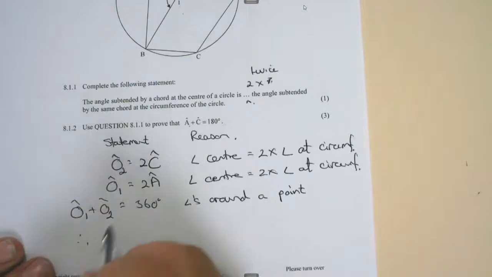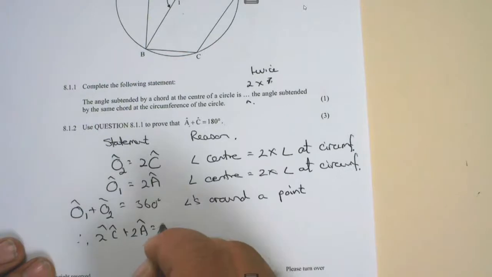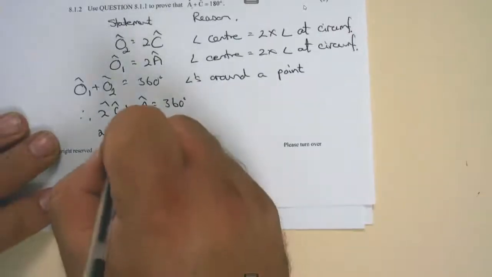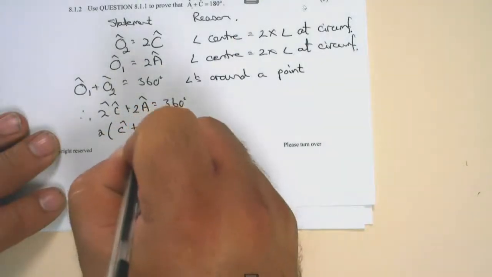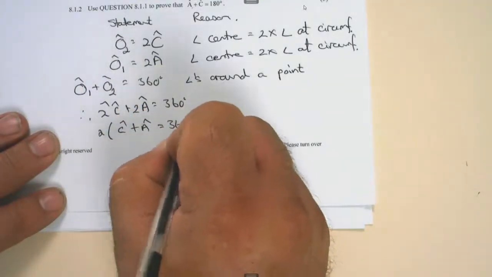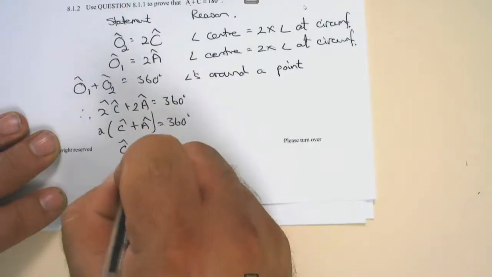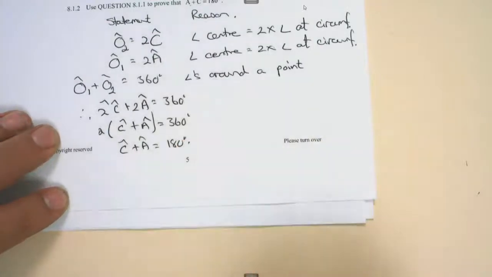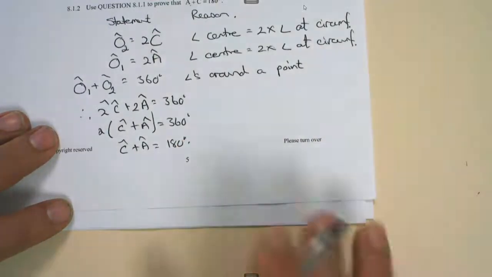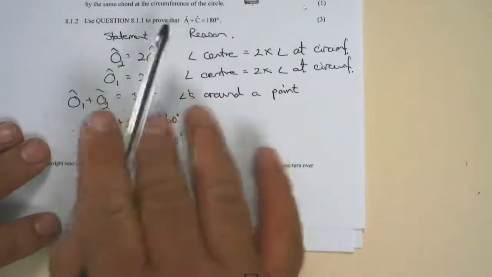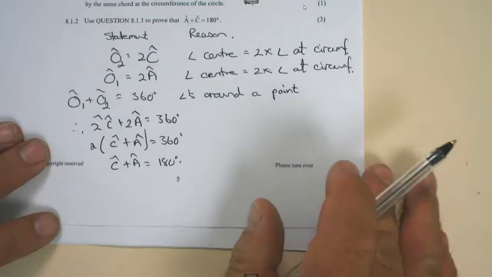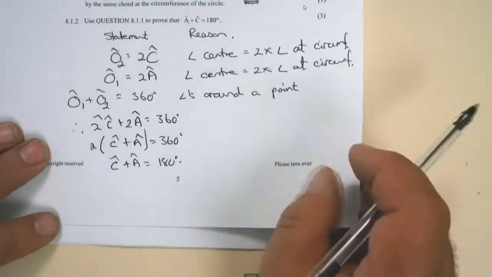Therefore, twice angle C plus twice angle A is equal to 360 degrees. Therefore, twice angle C plus angle A is equal to 360 degrees. Therefore, angle C plus angle A is equal to 180 degrees, and therefore you proved the question, which says that angle A plus angle C is equal to 180 degrees. So this here is a proof in your textbooks that you just need to study.